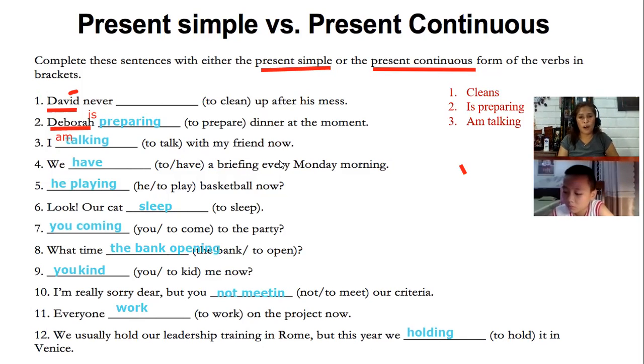Number two: we have a briefing every Monday morning. Let us see if your answer is correct. Okay, very good. That is why you use have. Why did you use have? Because we is plural. Plural means many. Yes, very good, Keo. Because we is plural, of course. That is why you need to use have here.